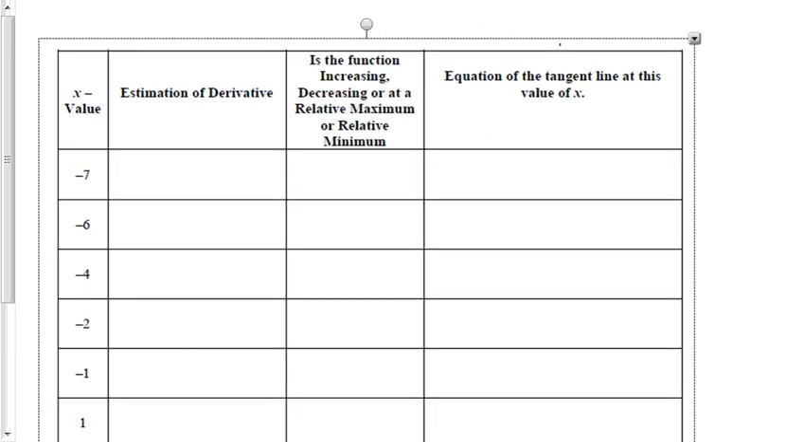Okay, so down below they give us a bunch of x values. They want us to estimate what we think the derivative is, and I'm going to say all of them should be integers. Don't try to go to decimals. And then that next column is whether the function is increasing, decreasing, or at a relative maximum or relative minimum. And the last one is to come up with the equation of the tangent line at this value of x. What you're really trying to look for here is the point of tangency, and therefore the slope of tangency, then use the point-slope equation of a line to come up with that equation.